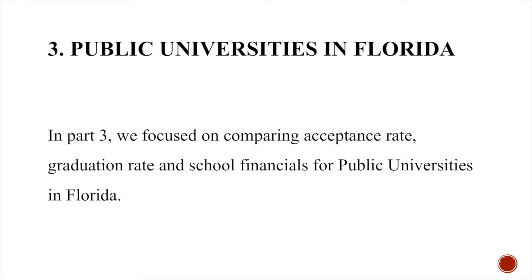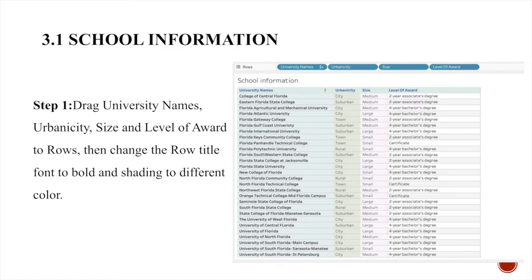In part 3, we will focus on comparing acceptance rate, graduation rate, and school financials for public universities in Florida. So first, we will make a table to list school information such as urbanicity, which includes city, suburban, town, or rural. And size, we have small, medium, and large. And level of awards, we have certificate, associate's degree, and bachelor's degree.